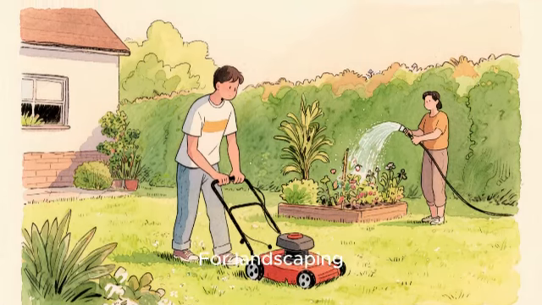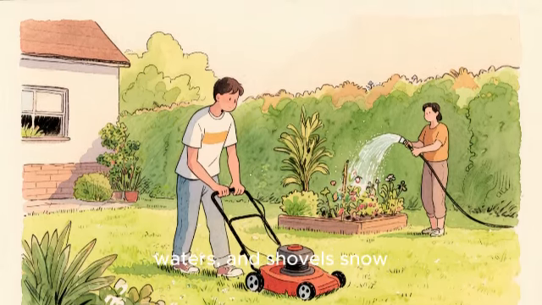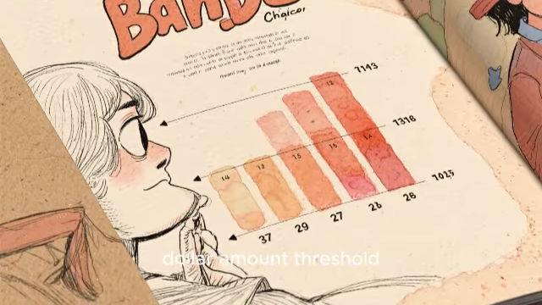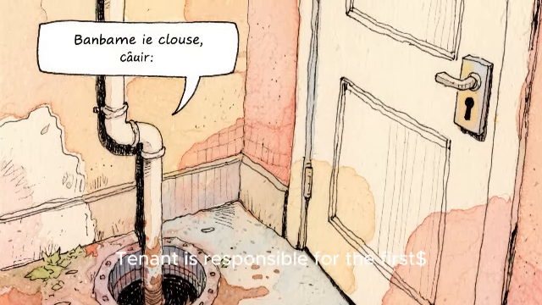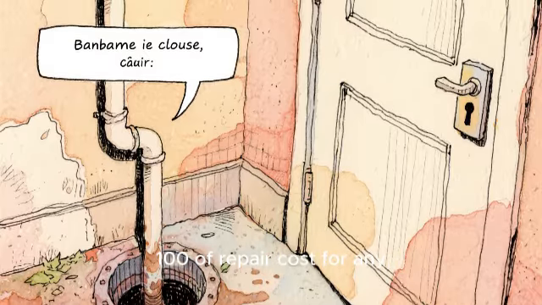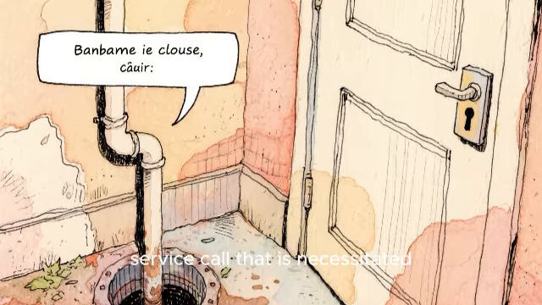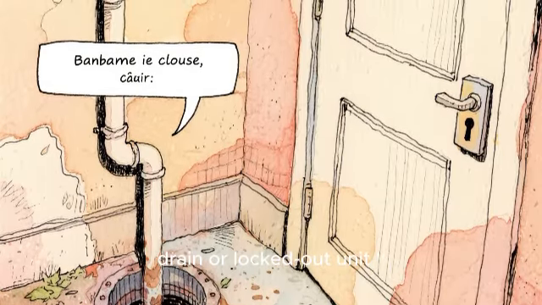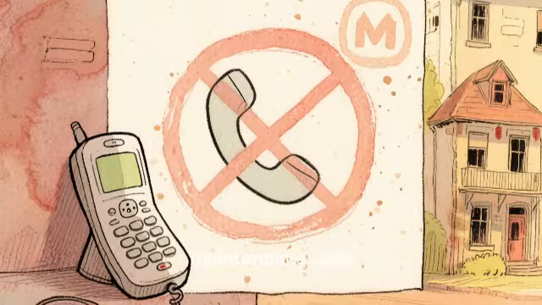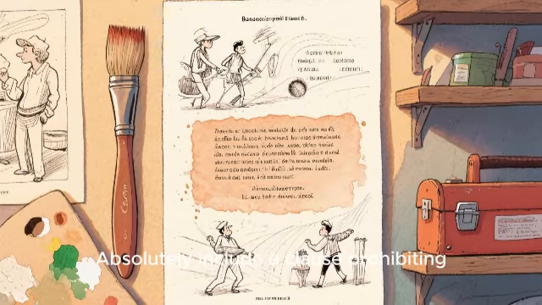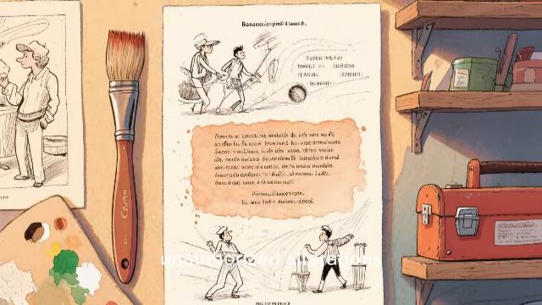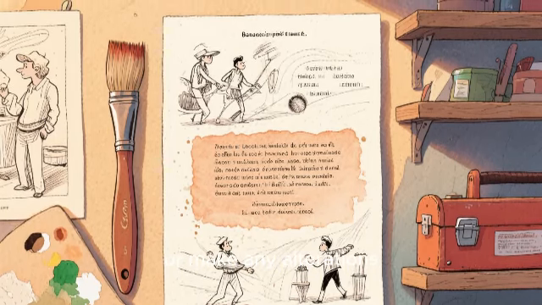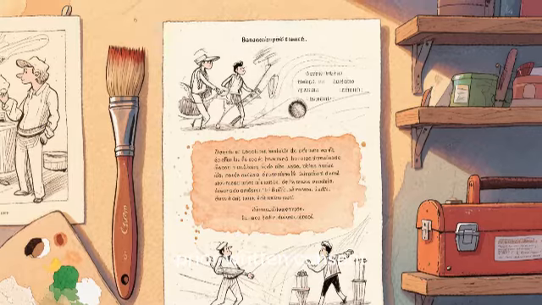For landscaping, specify who mows the lawn, waters, and shovels snow. The insider strategy is to include a specific dollar amount threshold, like tenant is responsible for the first $100 of repair cost for any service call that is necessitated by tenant misuse or negligence, such as a clogged drain or locked-out unit. This discourages frivolous maintenance calls. Absolutely include a clause prohibiting unauthorized alterations. Tenant shall not paint, install shelves, or make any alterations to the premises without the landlord's prior written consent.